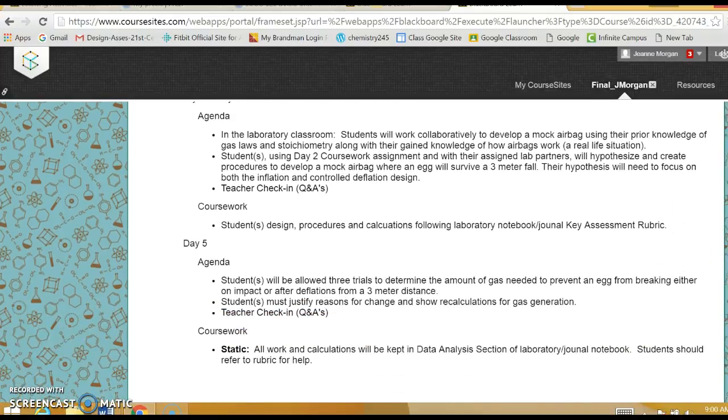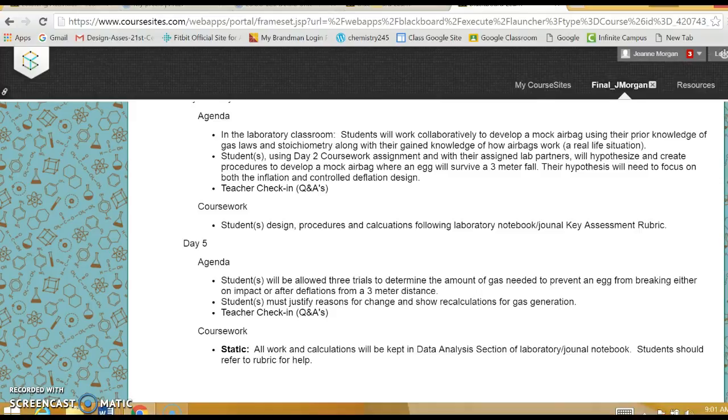So day 5, they're going to continue on this. I'll be walking through, answering questions, assessing students' learning, making sure they're on the right direction. There'll be lots of places for feedback. The static portion is definitely the laboratory journal notebook. They can do drawings. There's multiple ways for them to show they are progressing in the right direction.